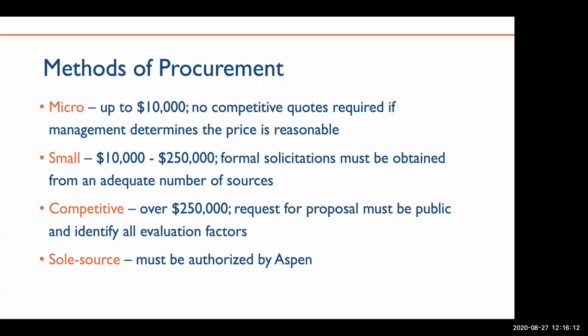It's highly unlikely that you will have a contract valued at over $250,000, but still, just to make sure we're thorough, if you do have a contract over $250,000, it must be posted publicly, and you must receive formal solicitations that are reviewed and scored against identified evaluative factors.